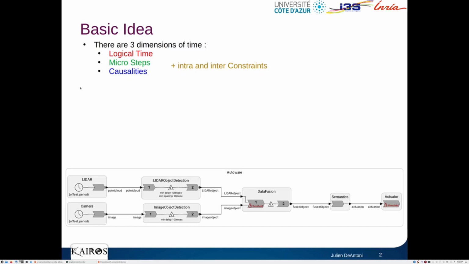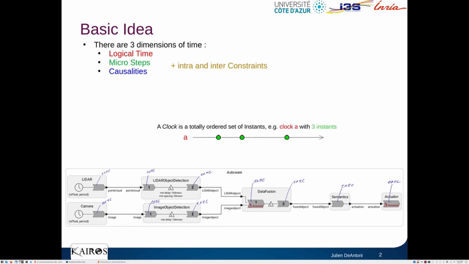So what I did to express the semantics between these different dimensions is that first I defined some clocks on the model. Basically a clock is a totally ordered set of instants. Here you see a clock A with 3 instants which are ordered. All these exec here are clocks associated to the modeling elements, here some reactions. So reactions can execute.